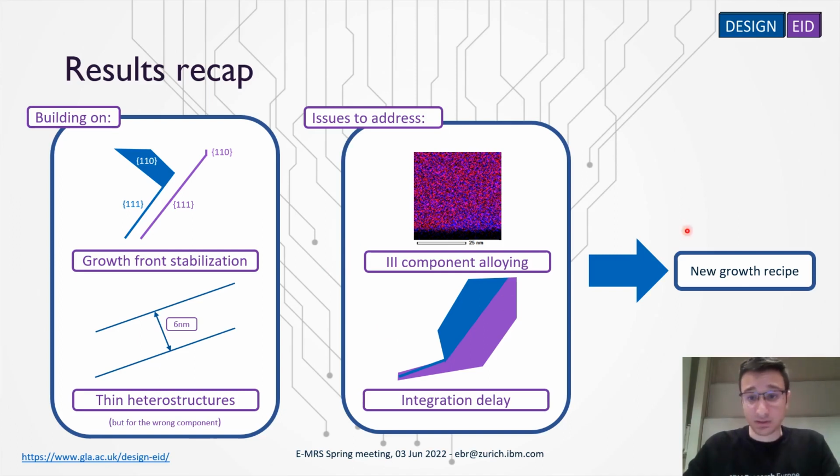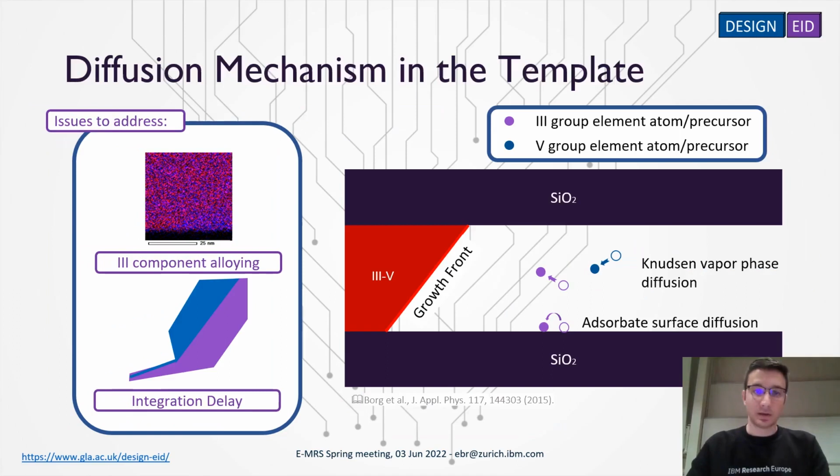To formulate this new growth recipe, we must then find the underlying cause of both of these issues and try to solve it. Both of the issues that we identified involve the 3rd group component. When looking for a cause, we then focused on finding what is remarkably different in the mechanisms involving the 3rd component from the ones involving the 5th component.